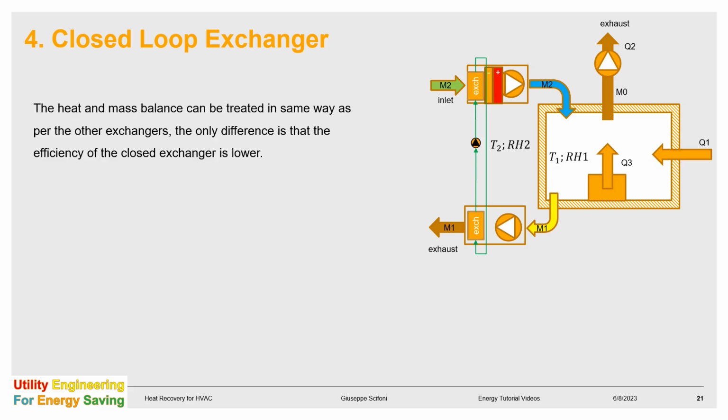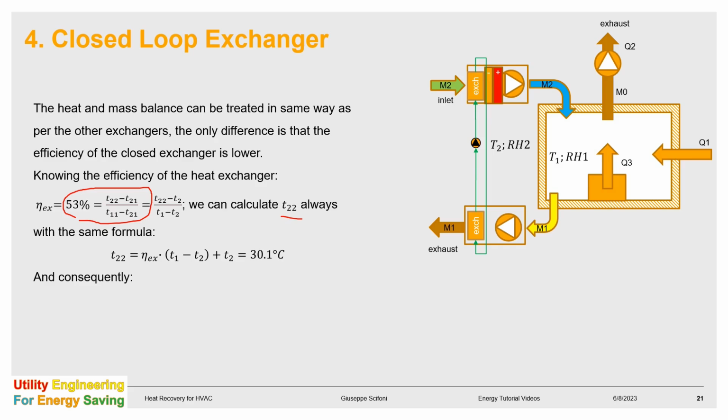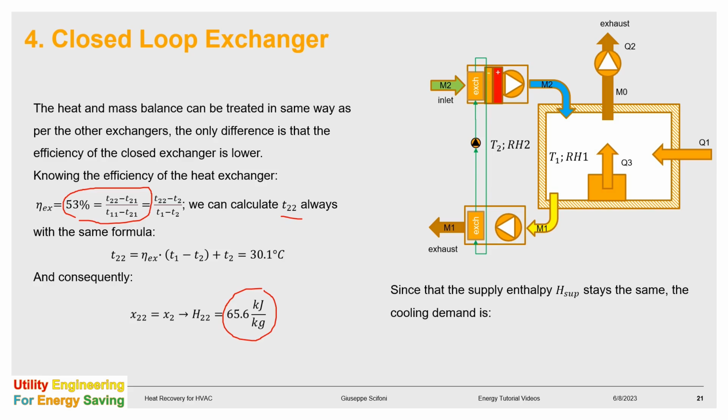For the closed loop exchanger, the heat and mass balance can be treated in the same way as per the other exchangers. The only difference is that the efficiency of the closed exchanger is lower. Assuming the efficiency of the heat exchanger being 53%, we can calculate always with the same formula the temperature T22 and therefore the enthalpy H22. That turns into 65.6 kJ per kilogram. And the cooling demand rises in this case up to negative 458 kilowatt. That is 3% more than the heat demand in case of the plate exchanger.